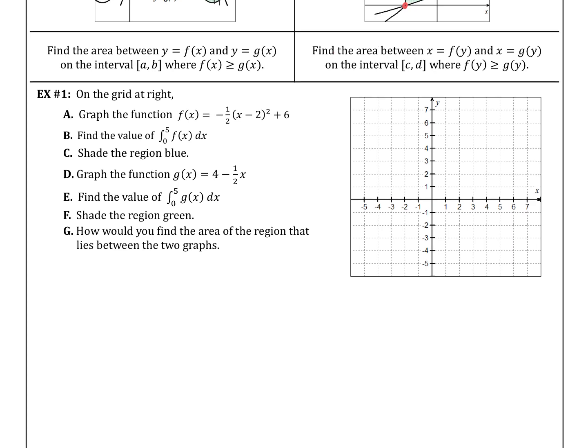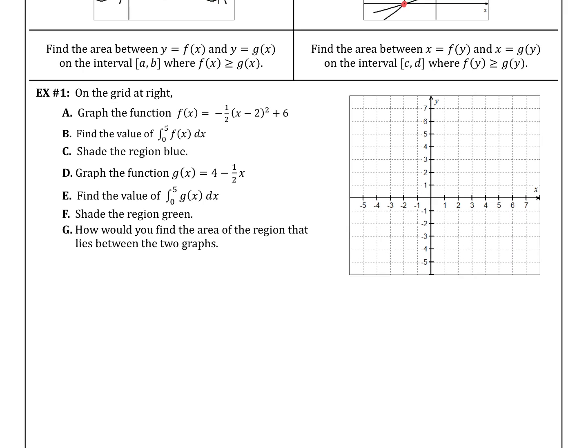Okay. So Example 1, it says on the grid on the right, to graph the function f of x is equal to negative 1/2 (x minus 2) squared plus 6. So what is this shape going to look like? Thinking back to algebra 2.